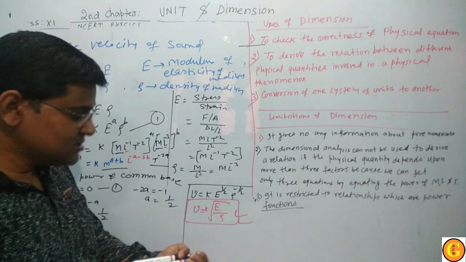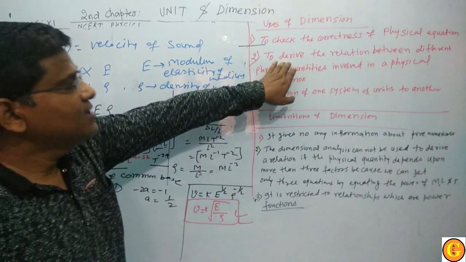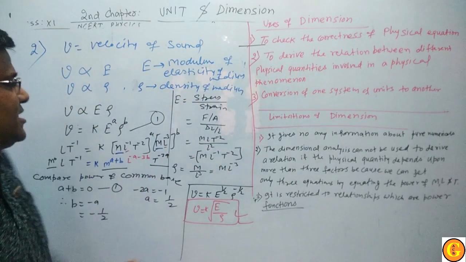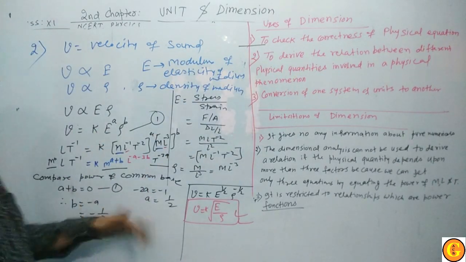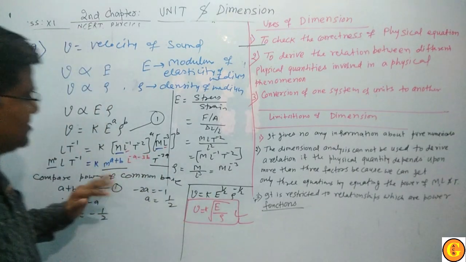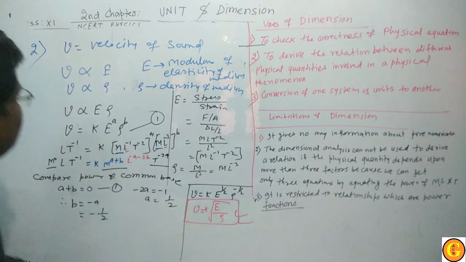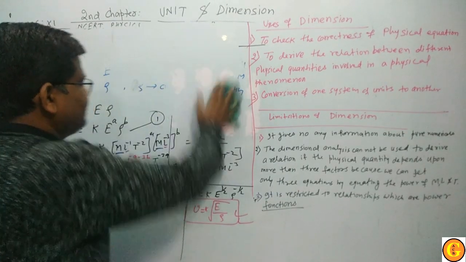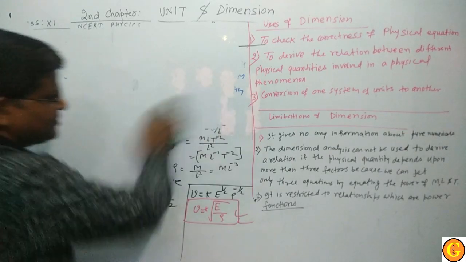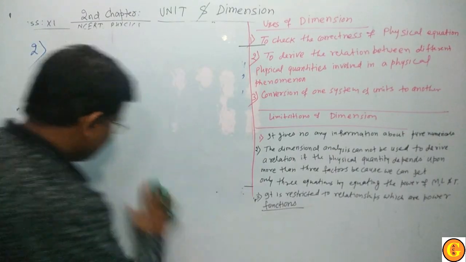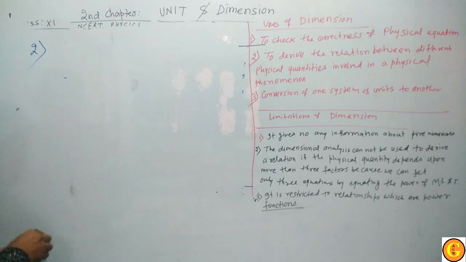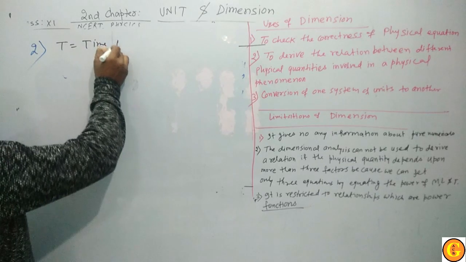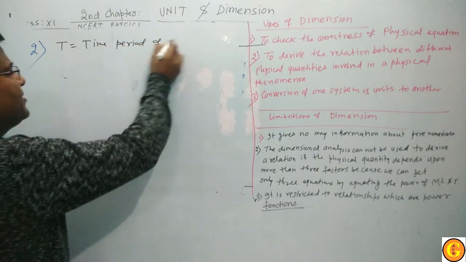So the second use is that we can derive the relation between different physical quantities involved in a physical phenomenon. This is example 1, and here is one more example of this method. I will again prove the time period of a simple pendulum. Second example: T is the time period of a simple pendulum.